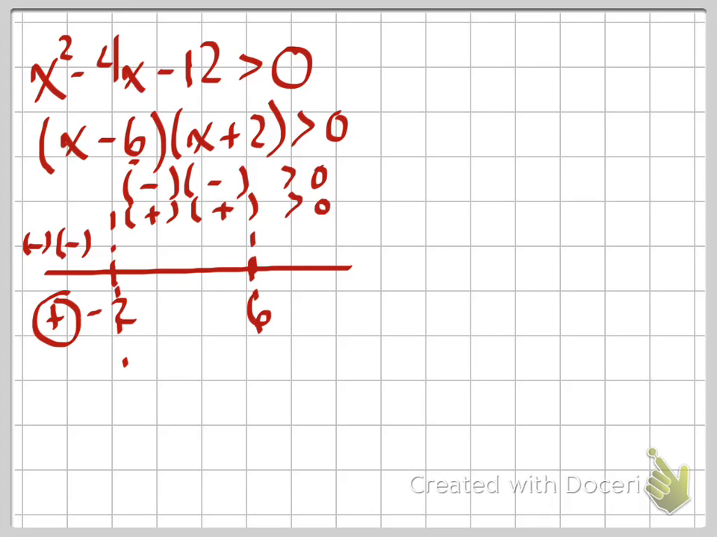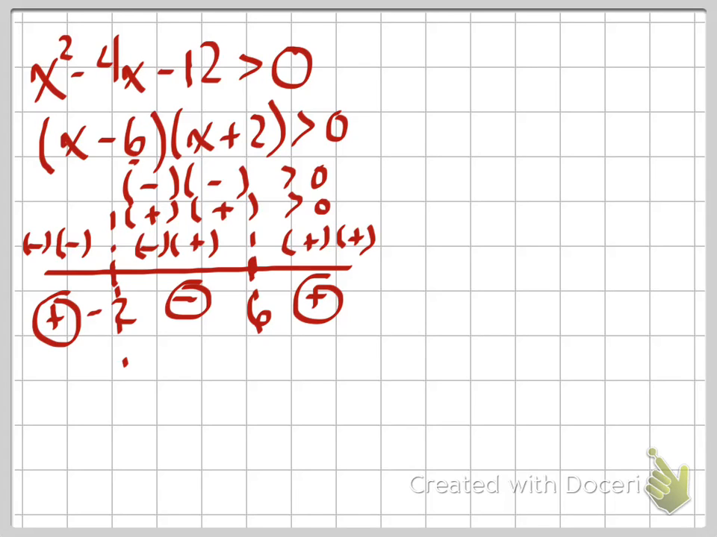Then you test in the middle interval, negative 2 to 6. Let's say you try 0, you'd have a negative 6 times a positive 2. That's a negative times a positive. Well, that's negative, and we don't want those because we're trying to find solutions that say greater than 0. Then you test this area over here, greater than 6, and you find that gives you a positive times a positive, and that's positive, so that's good.